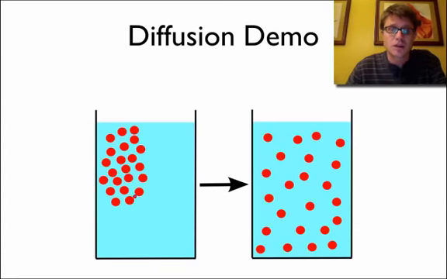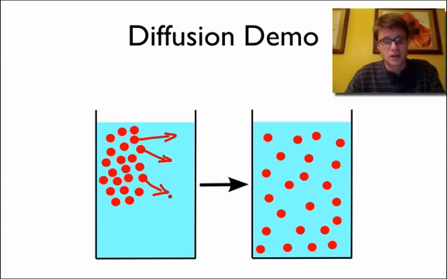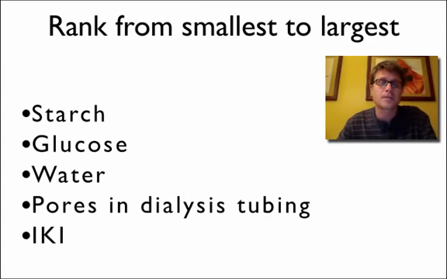So if we put some food coloring in water, the food coloring is just going to move apart. And that's because the molecules are moving. It's going to move apart until the concentration throughout is the same. Basically, what you're going to try to answer after watching this diffusion demo is to rank the following from smallest to largest: starch, glucose, water, the pores in the dialysis tubing, and then finally IKI or Lugol's solution.